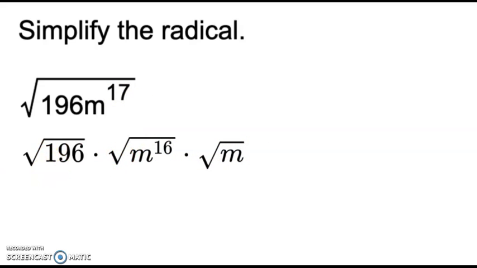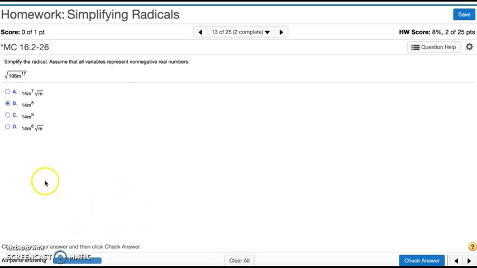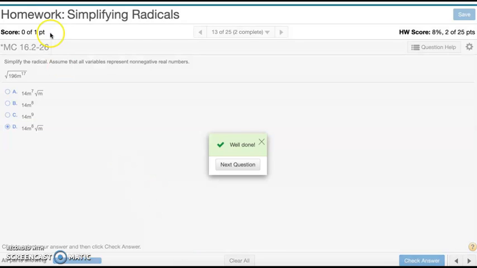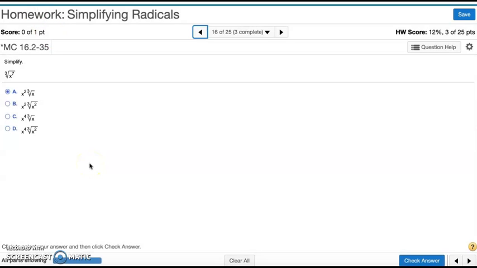Now the square root of 196 is 14, and divide 16 by 2, and you get 8. So your answer is going to be 14m to the 8 square root of m. So let's choose our answer. So that's going to be D. And that's number 13.